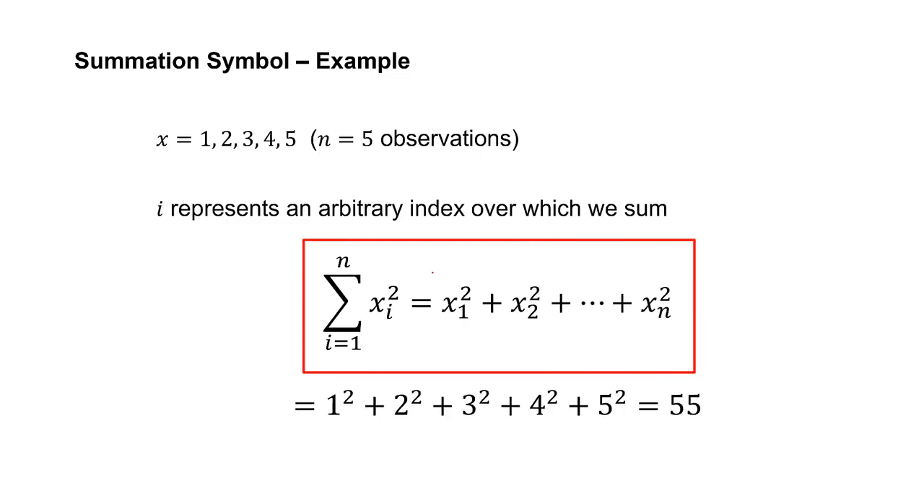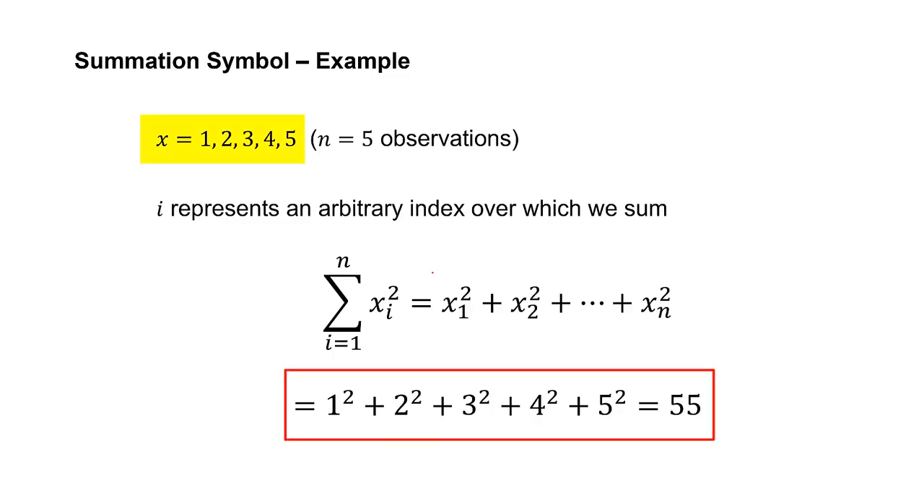If we had the summation sign here of x sub i squared going from 1 to n, with n equals 5 in this case, that's just x1 squared plus x2 squared plus ... up to xn squared. And for this set of data, x equals 1, 2, 3, 4, 5. We square each item and we sum and we get 55.